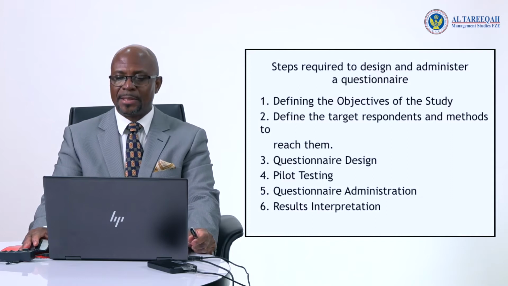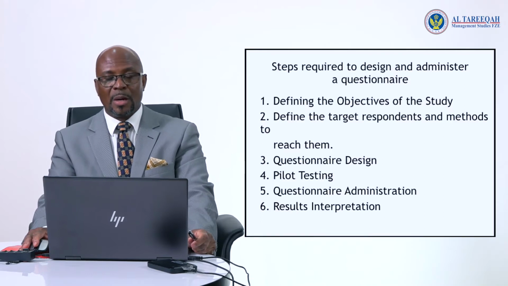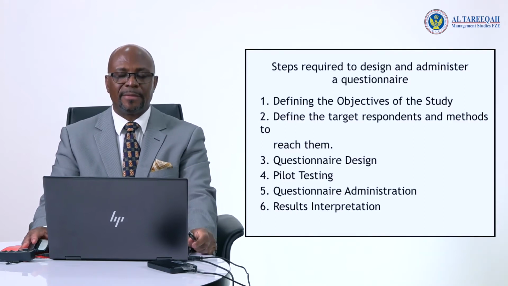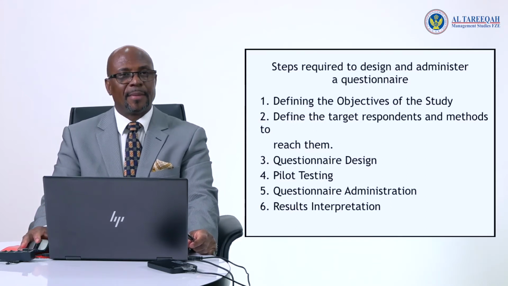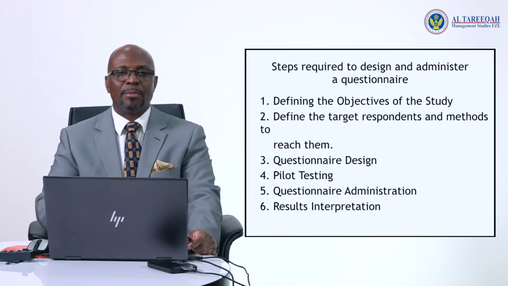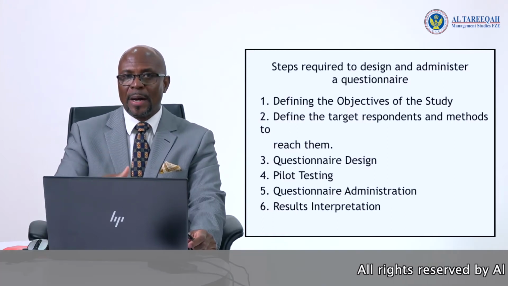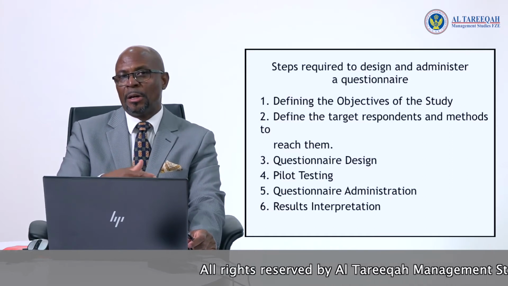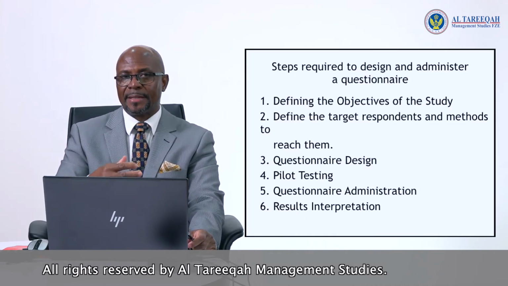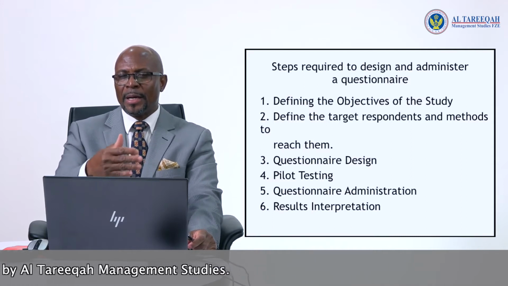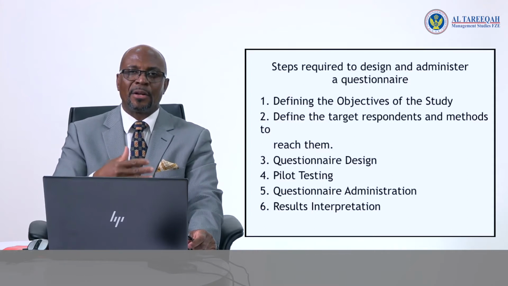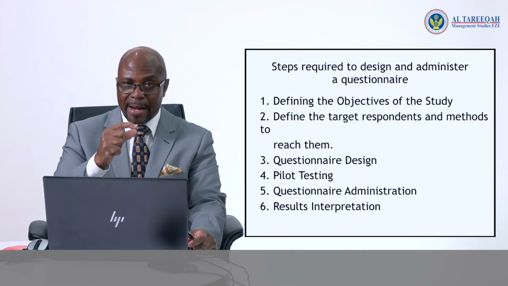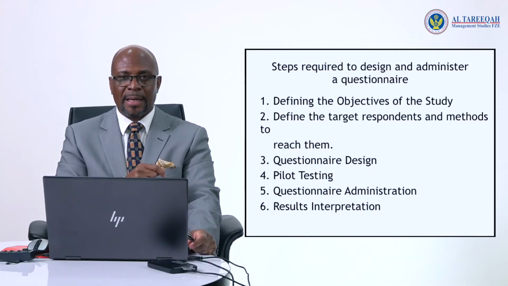So what are the steps that you will use in designing and administering your research questionnaire? This is for quantitative research. You have to define the objective of the study. So you revisit your objectives so that when you are designing your survey questionnaire, these objectives are embedded. And of course, each section of your survey questionnaire should include the variables that you will use in your measurement.